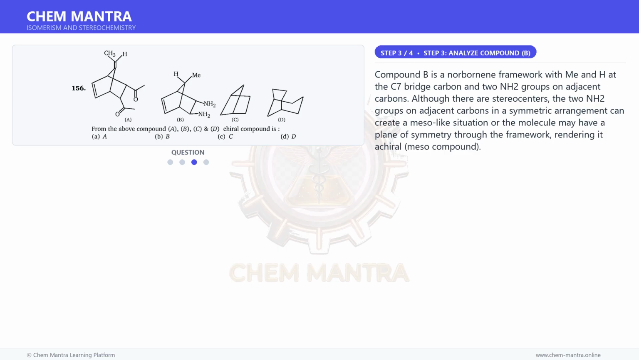Moving on to the next step. Compound B is a norbornene framework with Me and H at the C7 bridge carbon and two NH2 groups on adjacent carbons. Although there are stereocenters, the two NH2 groups on adjacent carbons in a symmetric arrangement can create a meso-like situation, or the molecule may have a plane of symmetry through the framework, rendering it achiral, a meso compound.